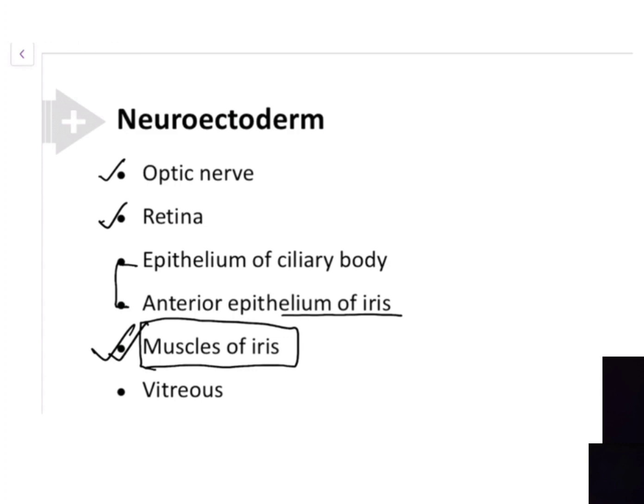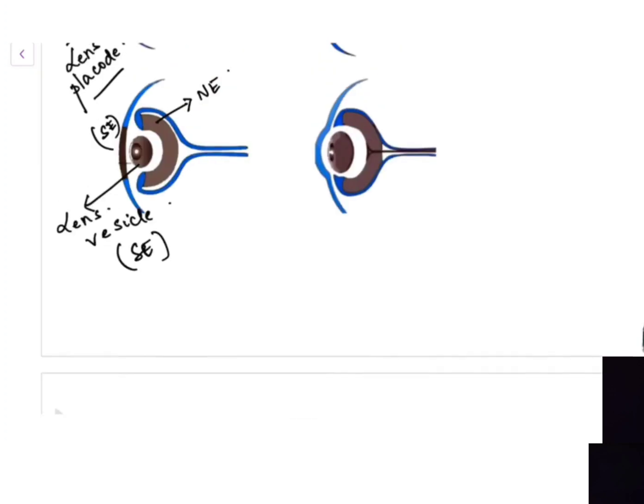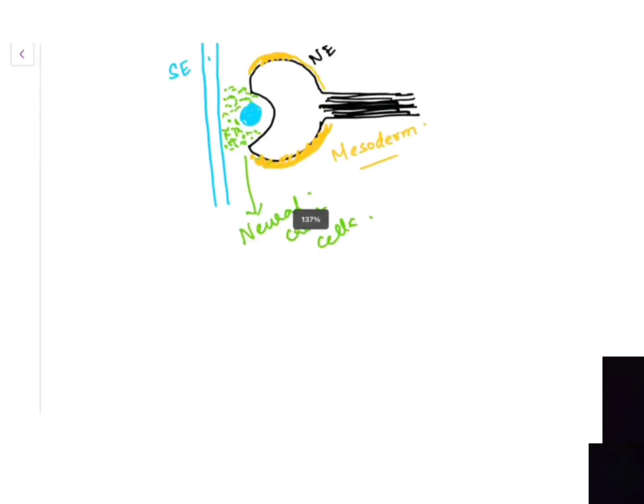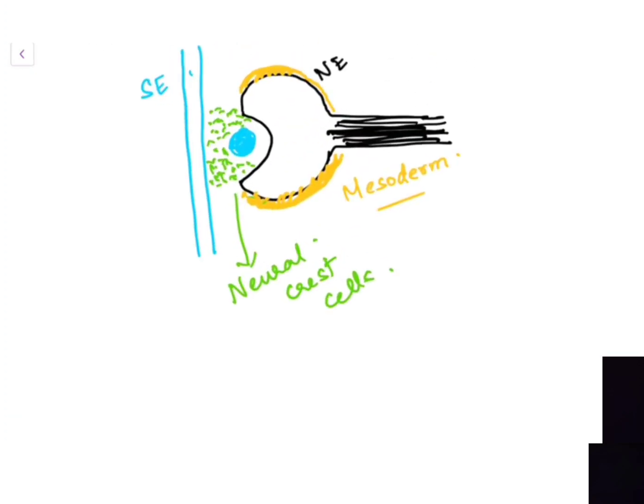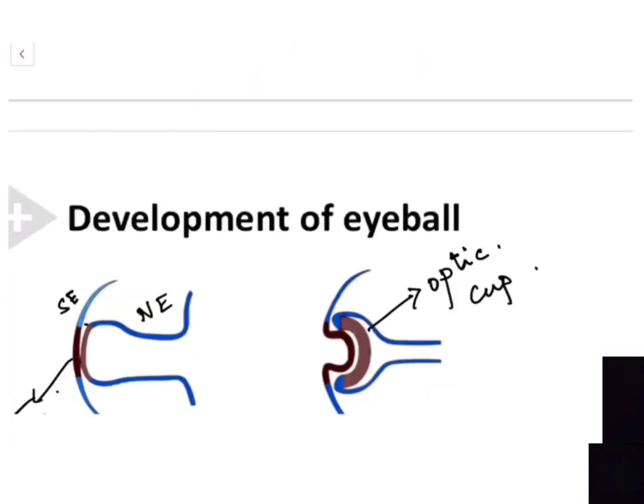Now if I ask you what are the derivatives of surface ectoderm, again let's go back to this image. What do you think is the most obvious derivative? Obviously the lens, which we are seeing here, and the rest of the surface ectoderm is in front. So what are the structures in front do you think it will form? It obviously forms the epithelium of the cornea and the conjunctiva, which are the most anterior structures, and it also forms the eyelids.